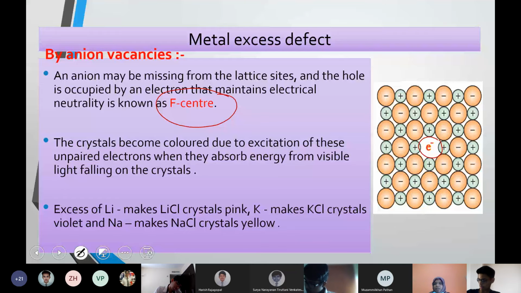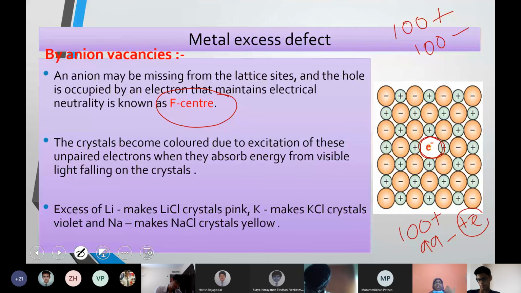So here, before, there were 100 positive and 100 negative ions. Now there are 100 positive ions and 99 negative ions plus an electron to maintain the electrical neutrality. But if you count in terms of the number of anions and cations, the cation is more in number. That is what metal excess means. So this kind of defect, where the metal or the cation is more in number due to the missing of an anion, is called metal excess defect due to anion vacancies.